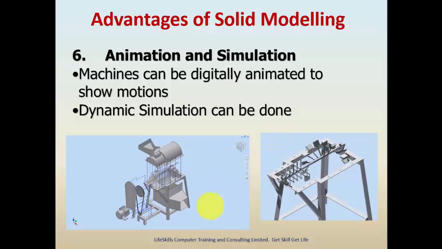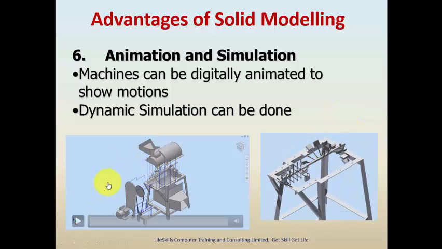Then we have animation. We have animation and simulation. Machines can be digitally animated to show motion. Look at this, for example. You can see the breakers. This machine, I primarily designed it for cassava sieving. So that part, the front, all these rods here, they will break the cassava clod, the cassava mash, and this part will convey it out of the machine. So you can see the animation to show how the part is working.